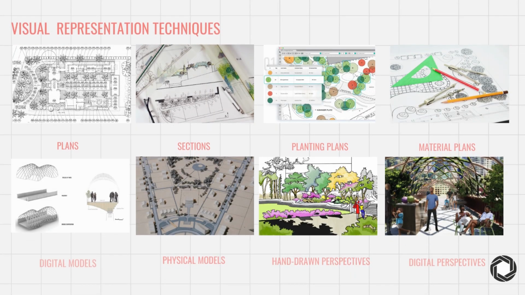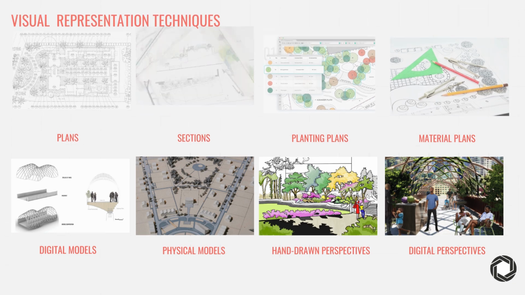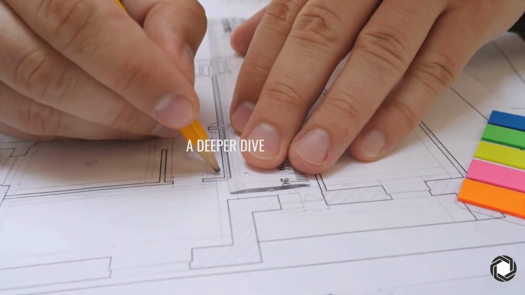There are several visual representation techniques that every landscape architecture student or designer should know, and they include 8 most prevalent techniques, which are plans, sections, planting plans, material plans, digital models, physical models, hand-drawn perspectives, and also digital perspectives. Now, it's up to you as a designer to choose which mode of representation that you want to use, but just know that utilizing these techniques are super important to convey a concept throughout an ever-changing project. Now, let's take a deeper dive into each technique.